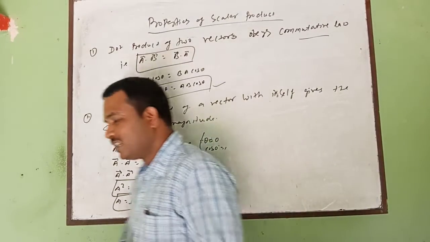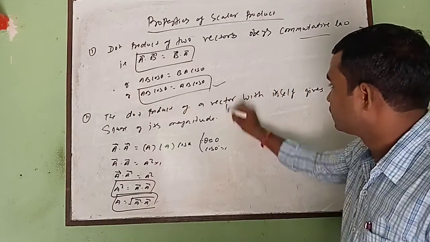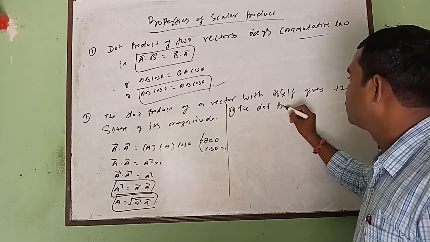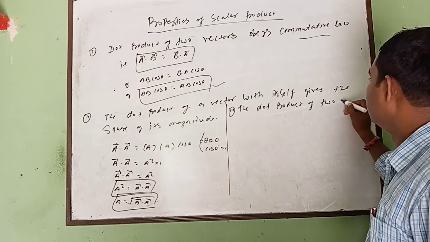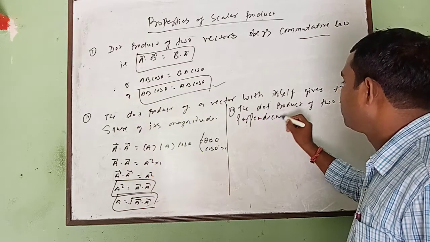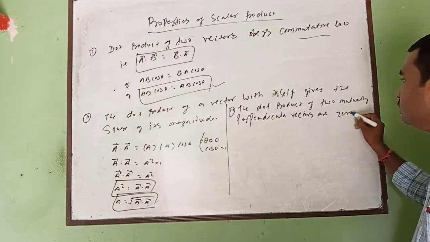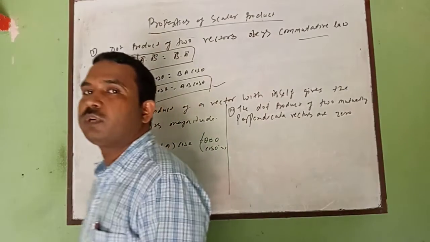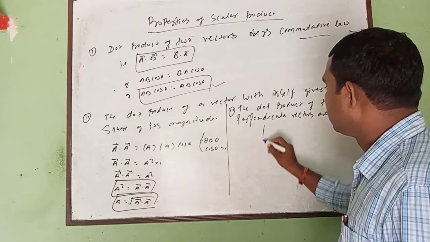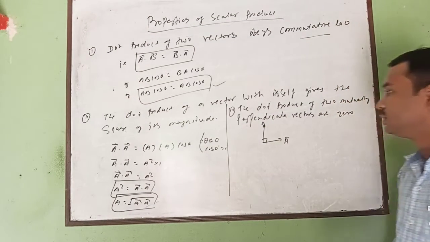Is it clear? Another property: the dot product of two mutually perpendicular vectors is 0. Suppose vector A is here and this is vector B, and the angle between them is, what is the angle?